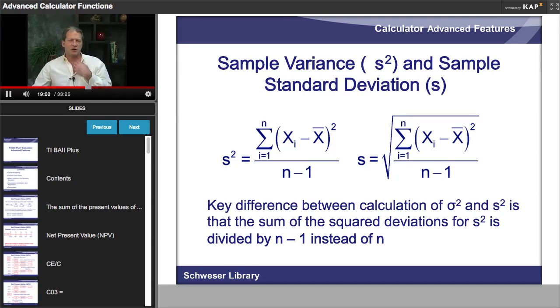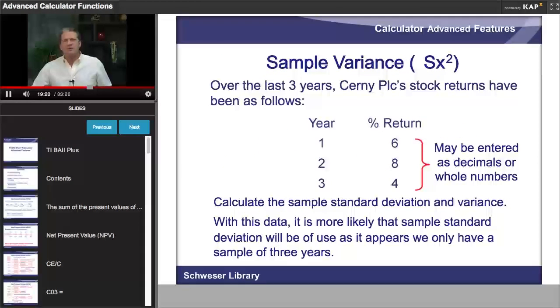Now, what about our sample variance and sample standard deviation? Well, our calculator will do the sample standard deviation for us. And here, we're dividing by n minus 1 to calculate the sample variance. And we use the sample variance when we don't have every outcome in the whole population, but just a sample. So here we go again, 6, 8, and 4. We can enter these as decimals or enter them as whole numbers.